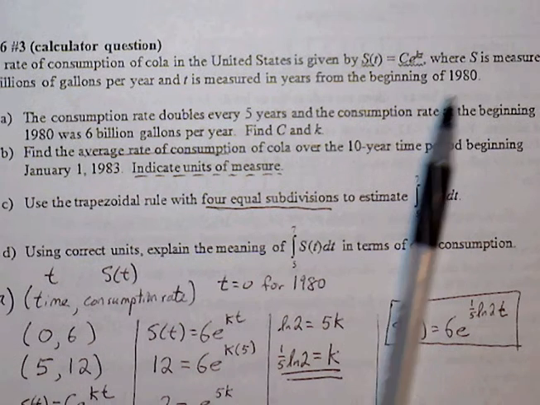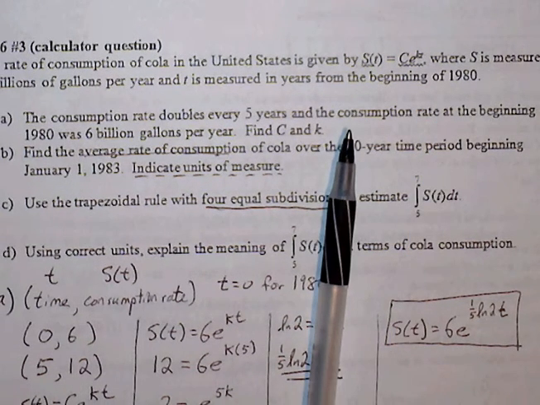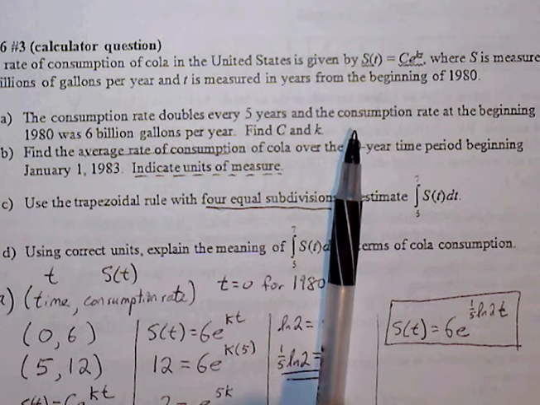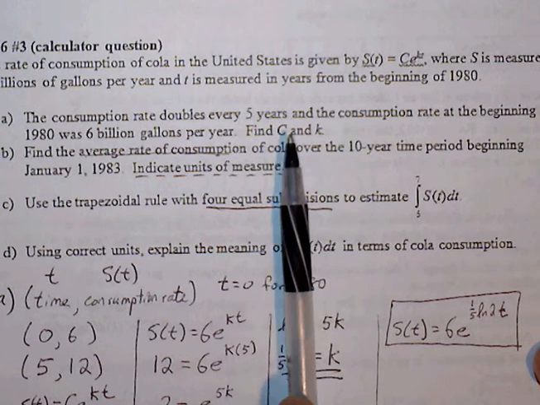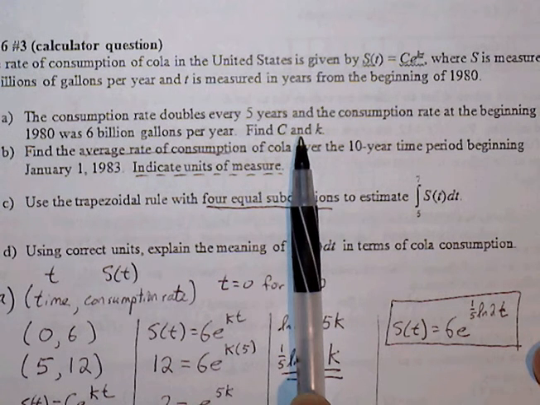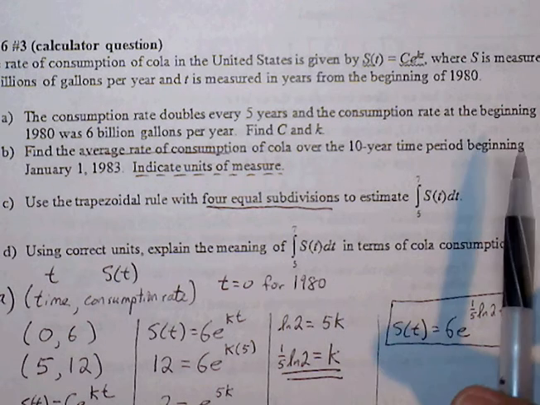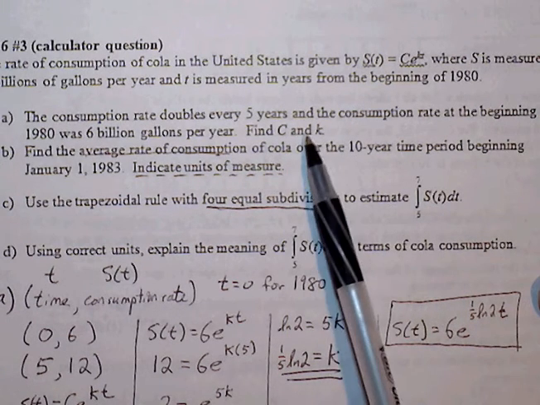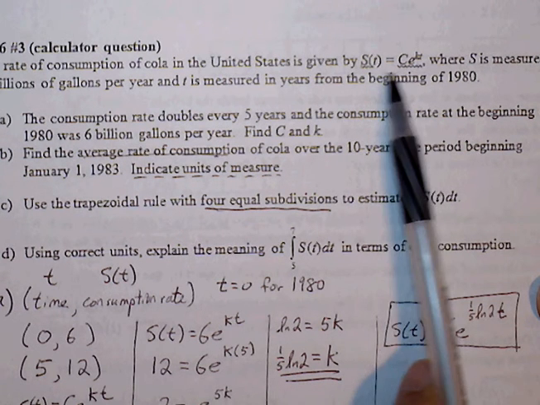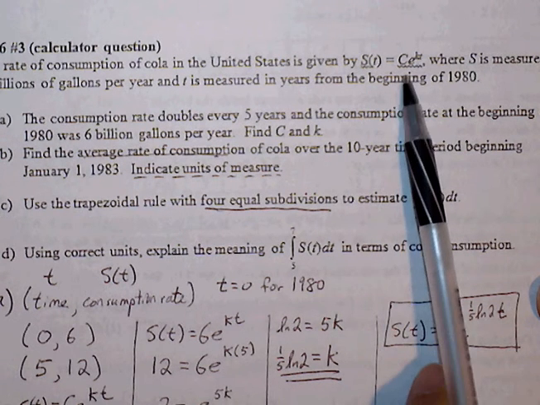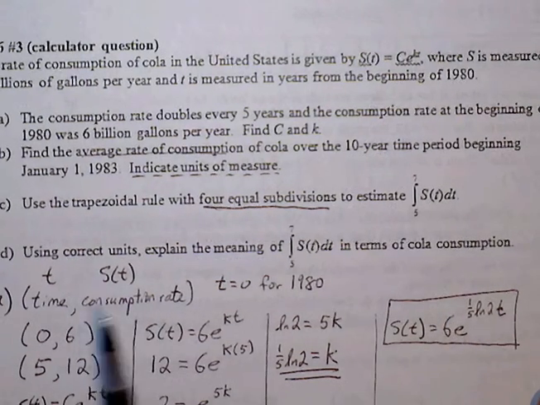For part A, the consumption rate doubles every 5 years, and the consumption rate at the beginning of 1980 was 6 billion gallons per year. Find C and K. So we have to go through essentially the differential equation process, except now we know we need to separate the variables. We just have to plug in and solve for C and K.